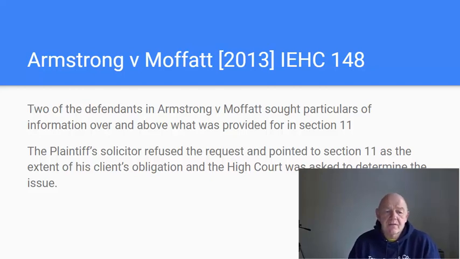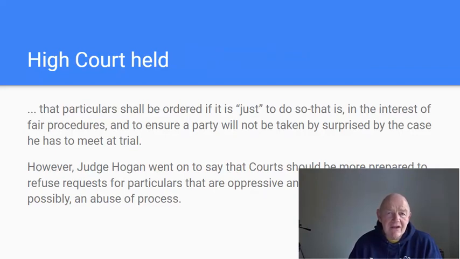The High Court held that particulars shall be ordered if it is just to do so, that is, in the interest of fair procedures, and to ensure a party will not be taken by surprise by the case he has to meet at trial. However, Judge Hogan went on to say that the courts should be more prepared to refuse requests for particulars that are oppressive and indiscriminate, and possibly an abuse of process.